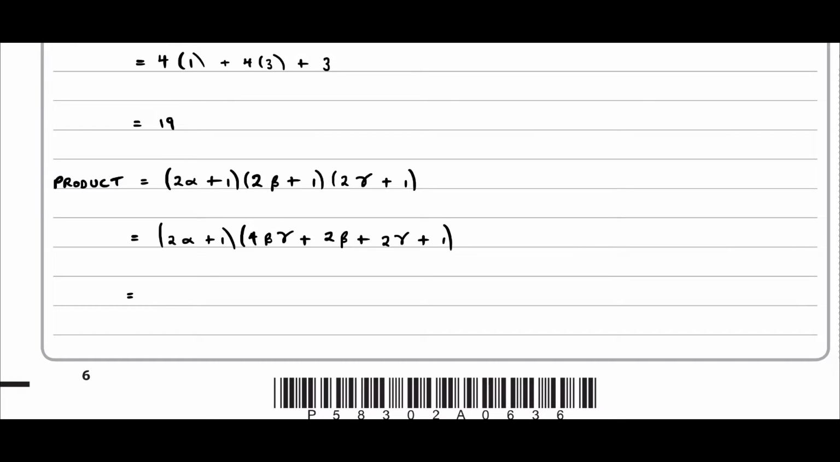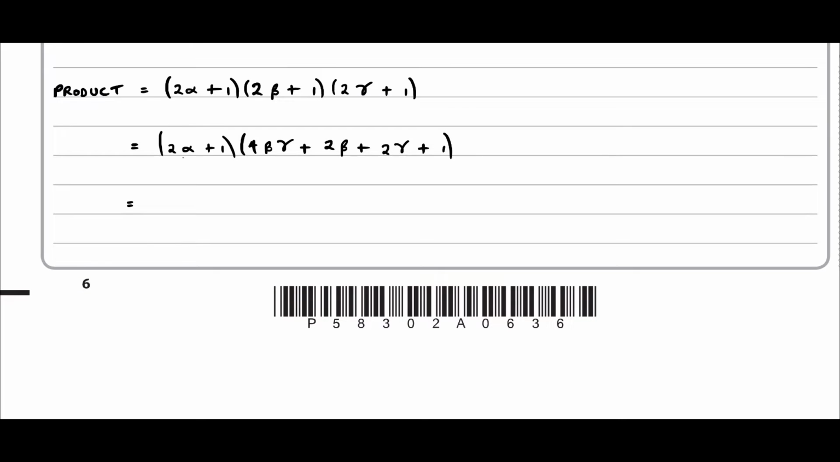If we expand this out, 2 alpha times by 4 beta gamma, that's 8 alpha beta gamma. 2 alpha times by 2 beta, that's 4 alpha beta. 2 gamma times by 2 alpha, that's 4 alpha gamma. 2 alpha times by 1, that's 2 alpha. 1 times by 4 beta gamma, that's 4 beta gamma. 1 times by 2 beta, that's 2 beta. 1 times by 2 gamma, that would be 2 gamma. 1 times by 1, that would be 1.